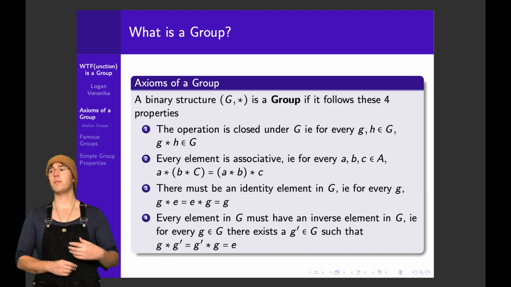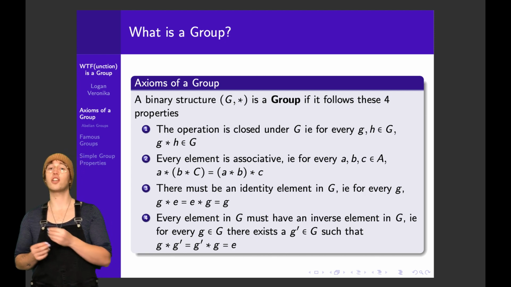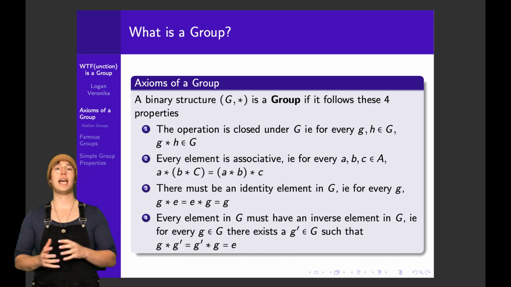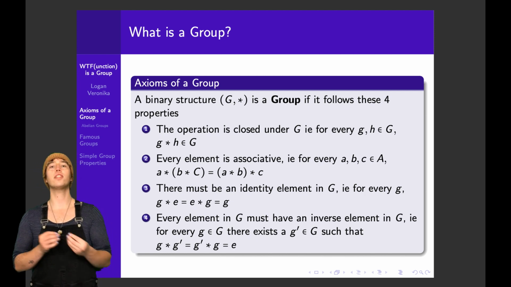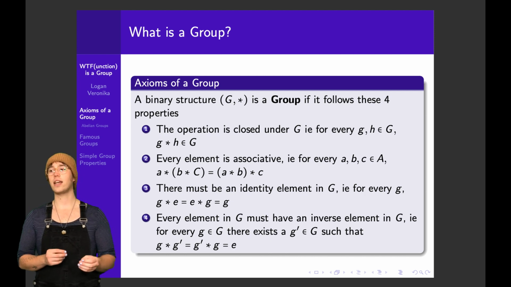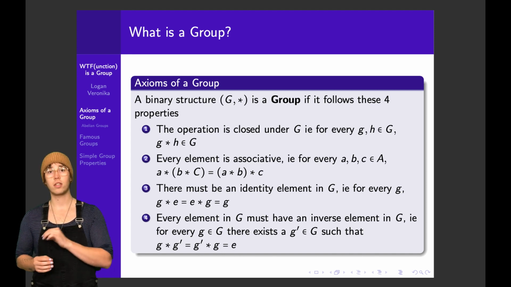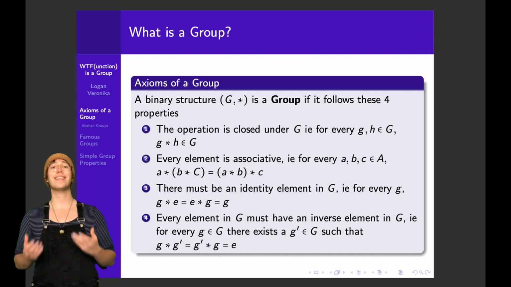And then there must be an identity element e in G such that for every g, g ∗ e is equal to e ∗ g, which is just equal to g. And then finally, the last axiom is that every element in G must have an inverse element in G. So that means for every g in G, there exists a g′ such that g ∗ g′ is equal to g′ ∗ g, which is just equal to the identity element e.